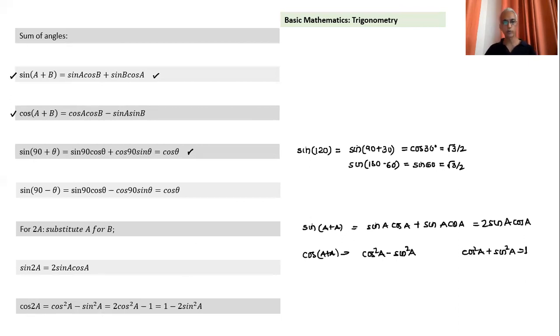So cos 2a is equal to cos square a minus sine square a. If I write in place of sine square a, 1 minus cos square a, it becomes 2 cos square a minus 1. Or if we substitute the cos term in terms of sine, it becomes 1 minus 2 sine square a. So these are some other trigonometrical formulas which we need to use.